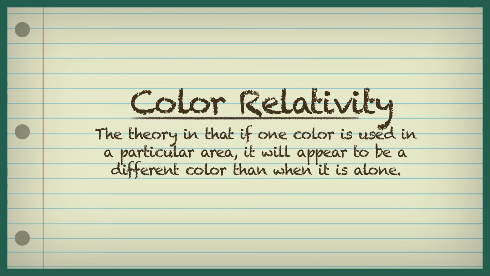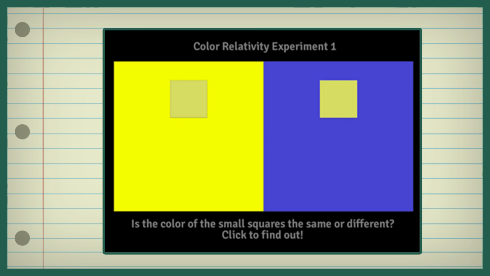Color relativity. Color relativity is the theory that if one color is used in a particular area, it will appear to be a different color than when it is alone. So you may have seen these types of things on the internet of, oh my god, can you believe these are the same colors? With two swatches of the same color used on top of different colors. That's basically what I'm referring to here. But the reason that this is so important is because we can use this theory to our advantage to help make the colors throughout a three-dimensional form feel more natural and harmonious.